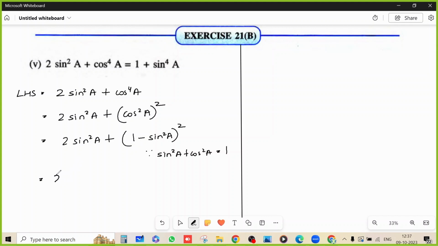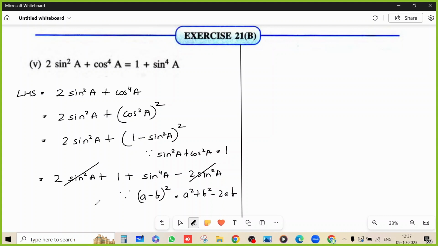Now we will expand it. So this will become 2 sin square A plus, here we are applying the formula of (A minus B) whole square. So this will be 1 square, which is 1, plus square of sin square A will be sin raised to 4A, minus 2AB, which is equal to 2 sin square A. Now 2 sin square A minus 2 sin square A will get cancelled out. This will give us 1 plus sin 4A, which is equal to the RHS, and hence we have proved that the left hand side is equal to the right hand side.